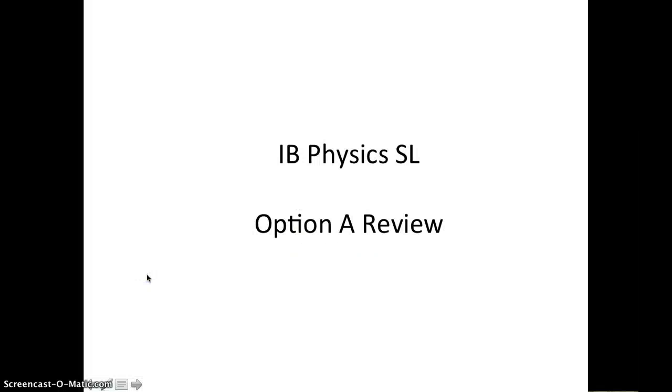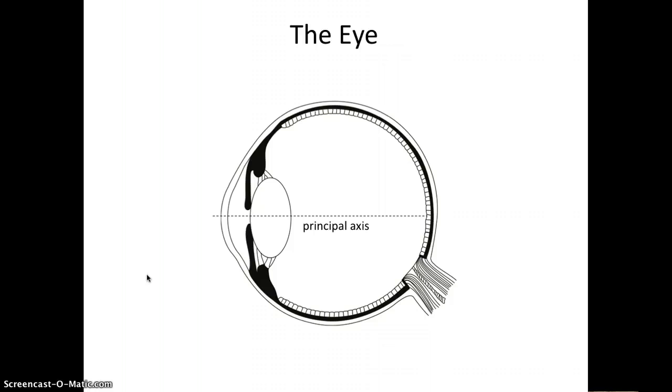Welcome to this IB Physics Option A review. First, we'll start with the eye.